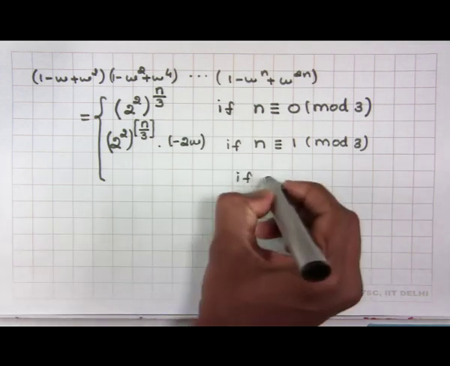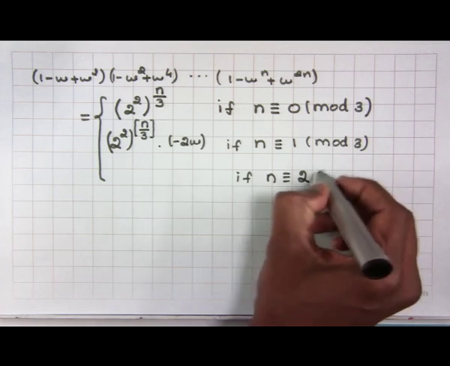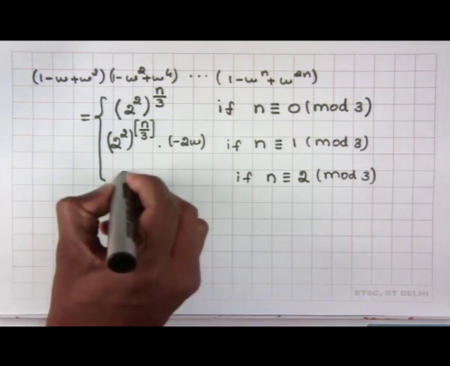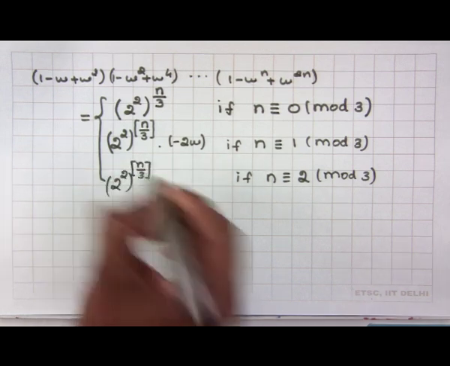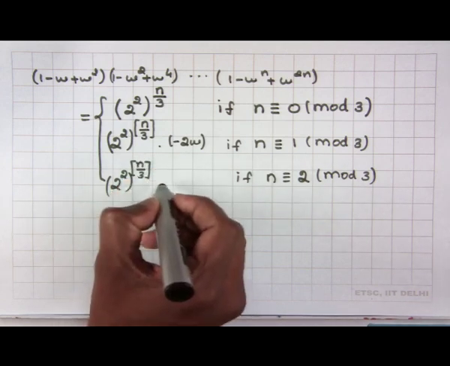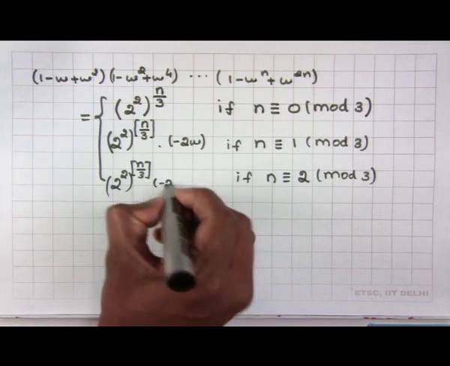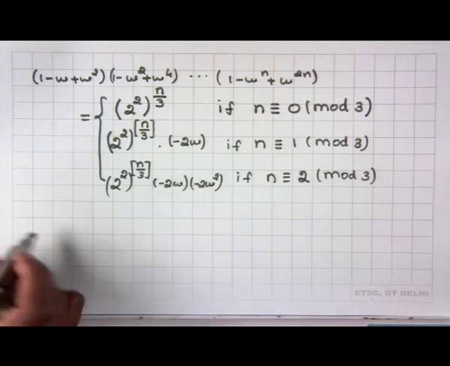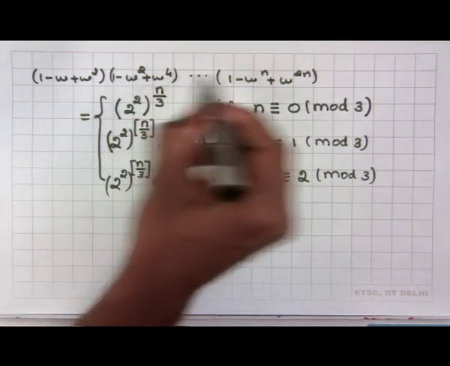And if n is say 3k plus 2, then with a similar argument we get 2 square power the quotient of n by 3, multiplied with minus 2 omega and minus 2 omega square. So, now simplifying this expression, we get the value for the product.